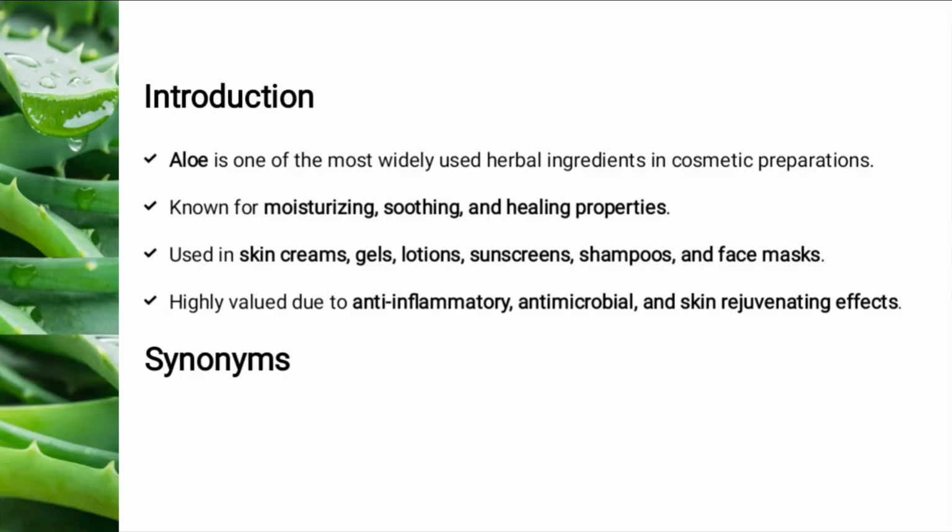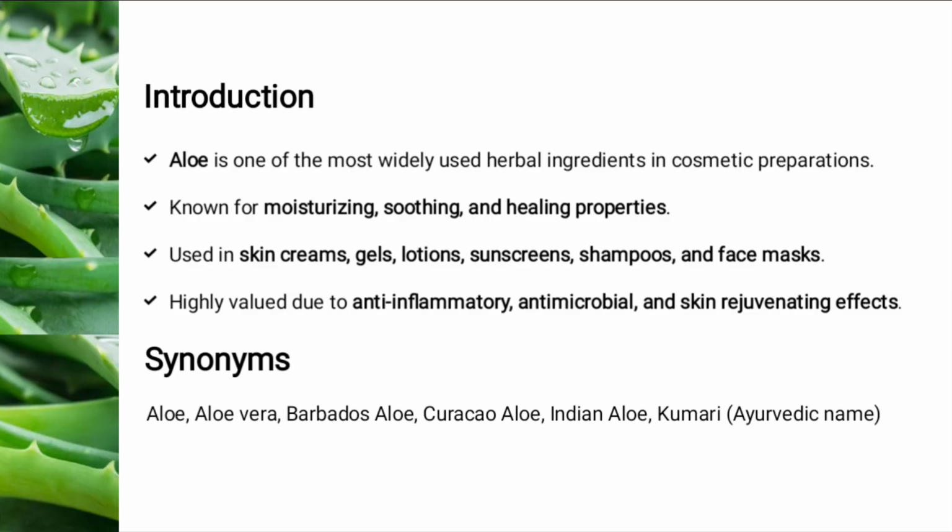Now students, let us discuss the synonyms of aloe. Aloe is known by several names in different systems of medicine and regions. Some of the common synonyms include aloe, aloe vera, Barbados aloe, Curacao aloe, Indian aloe, and Kumari in Ayurvedic name. Amongst these, the most commonly used species is aloe vera.